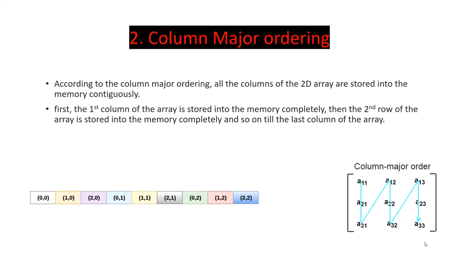So come to the figure, column major ordering. In this figure, firstly A11, second A21, A31. After completion of the first column, it enters into the second column: A12, A22, A32. After completion of the second column, it goes to the third column: A13, A23, A33. So like that, the elements in the two-dimensional array will be stored in memory. So this is the thing we have to notice.